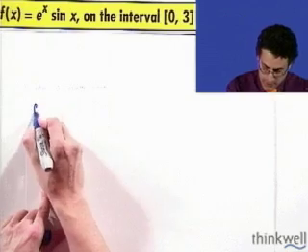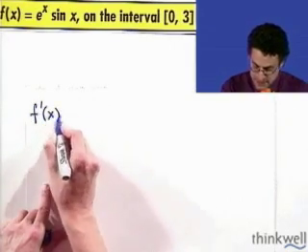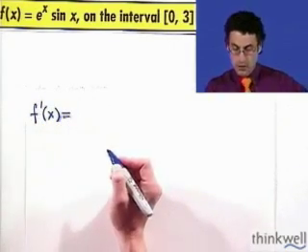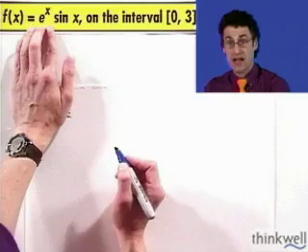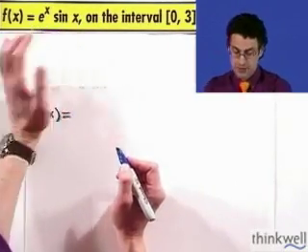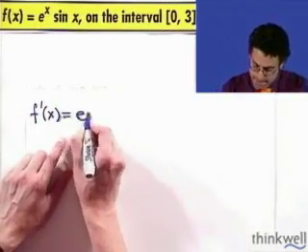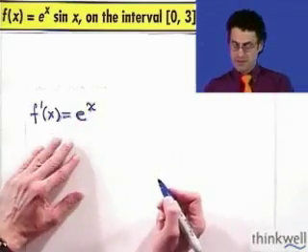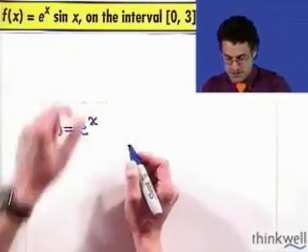F prime of x. Well, this is a product of two functions, so I have to use the product rule. So the first times the derivative of the second plus the second times the derivative of the first. So I have the first times the derivative of the second. And what's the derivative of sine? Well, that's cosine.